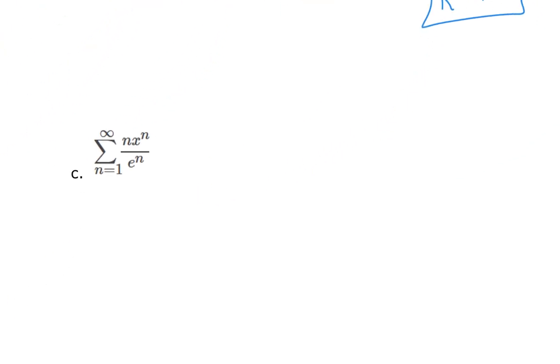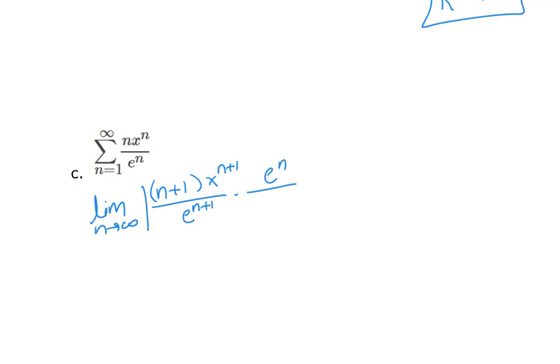Okay, so now on C, we're going to be doing a little bit extra because I now have a C sub n. So this part is my C sub n, my A sub n if you want. Because that's my A sub n or C sub n, I do have to do the limit now as n goes to infinity of the absolute value of n plus 1 multiplied by x to the n plus 1 over e to the n plus 1, multiplied by its reciprocal. So I'm going to have e to the n over n x to the n.